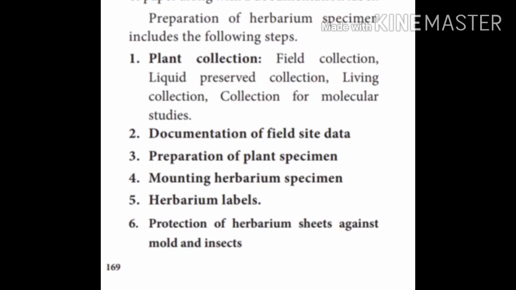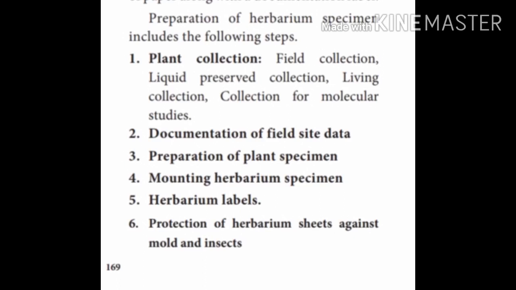The first thing is plant collection. You need to go collect a plant. Then documentation of the plant site data. You have to make a note of when you collected the plant, from where you collected the plant, and what is the place from where you got it. All those details you need to document and put a tag over it mentioning the number of the plant.